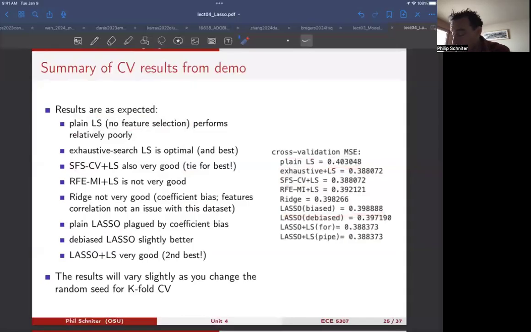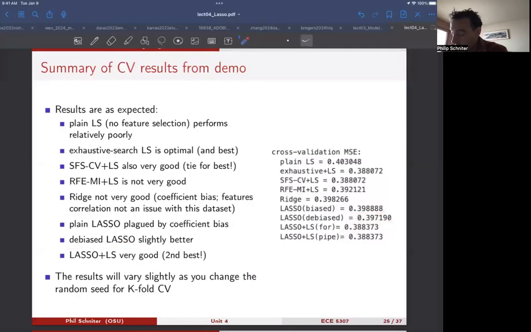Then we said there's smarter things we can do. For example, we could run lasso first, figure out which features it wants to throw away, and then on the remaining features, we can just fit least squares linear regression. That's what I'm referring to here when we say de-biased lasso. De-biased lasso definitely improves the performance over biased lasso, but still, this is not very good.